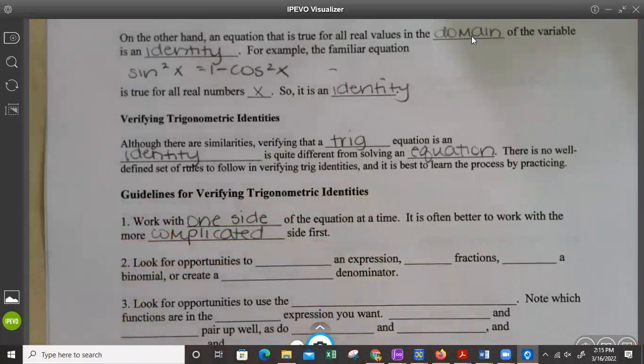So what you want to do is pick the hard side, just like I said yesterday, find the hard stuff. Where's the hard stuff at? And minimize it down to like sine and cosine, so it's easier to work with. So you want to pick the complicated side, whichever one looks the worst, that's the one you want to start with, and minimize it down.